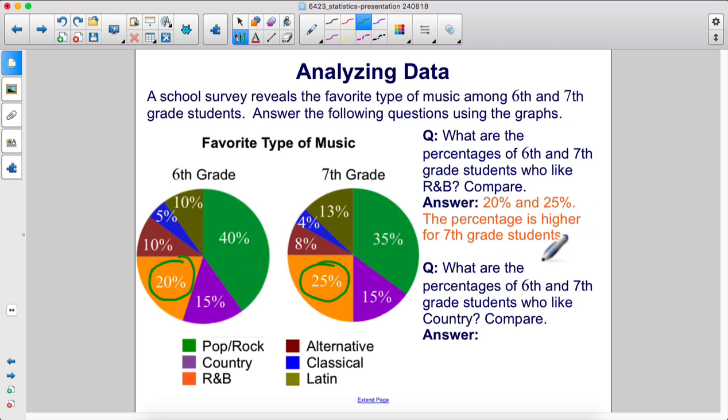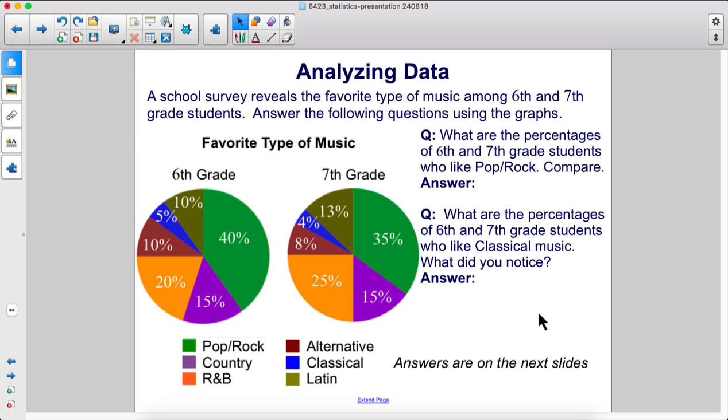Next question. What are the percentages of 6th and 7th grade students who like country? Compare. All right, country is purple. So 6th graders, 15% said they liked country. In 7th grade, also 15%. So they are both 15%.